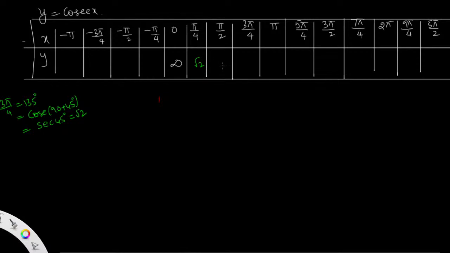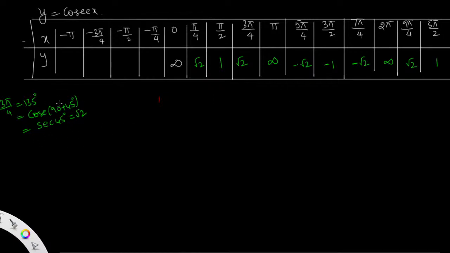Cosine pi by 2 is 0, so secant is 1 by 0, infinity. Cosine pi is minus 1, so secant is minus 1. 5 pi by 4 is 225, which is 180 plus 45, nothing but minus secant 45, that is minus root 2. Then 3 pi by 2 is infinity. 7 pi by 4 is root 2, and 2 pi is 1. 9 pi by 4 is root 2, 5 pi by 2 is infinity.